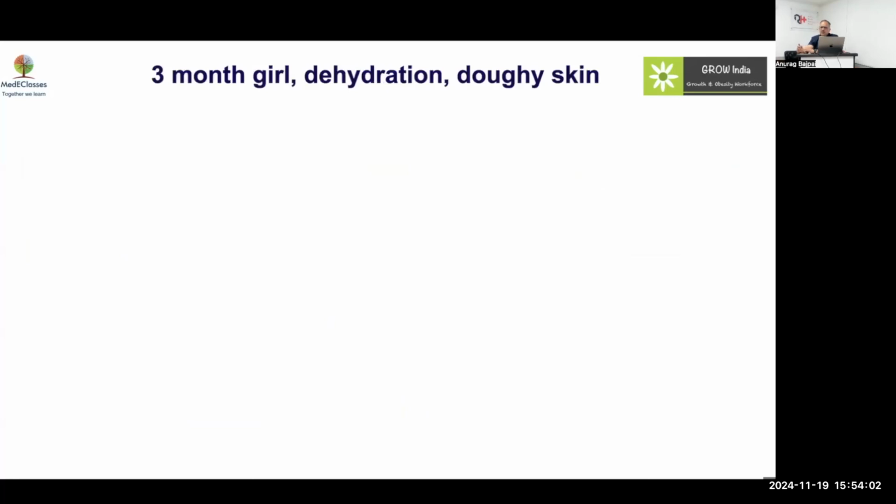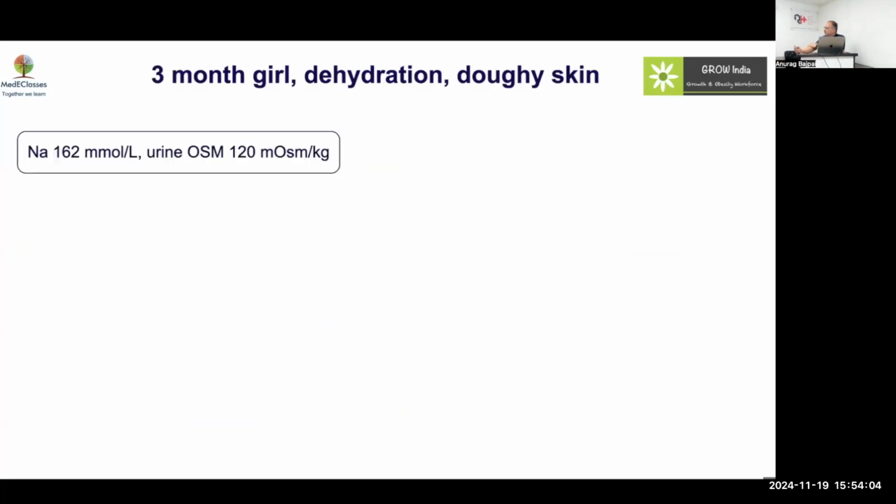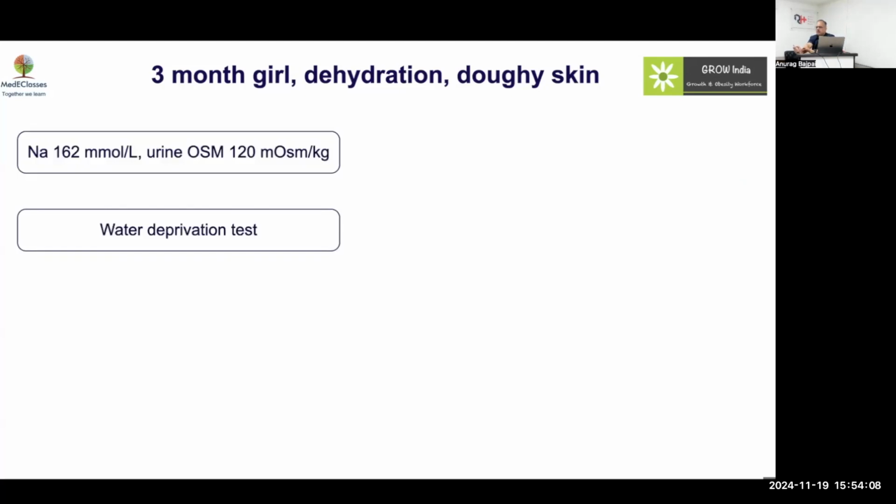3-month-old girl with dehydration and doughy skin, sodium is 162, osmolality is low. Advise water deprivation test. How will you conduct the test? In this scenario, since the sodium is very high, sir, we should not go for a water deprivation test. The child is already dehydrated. The water deprivation test has been done by nature.